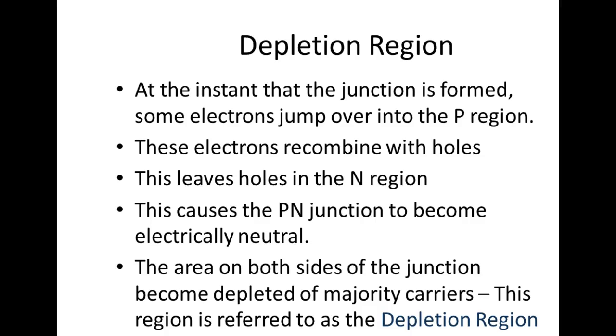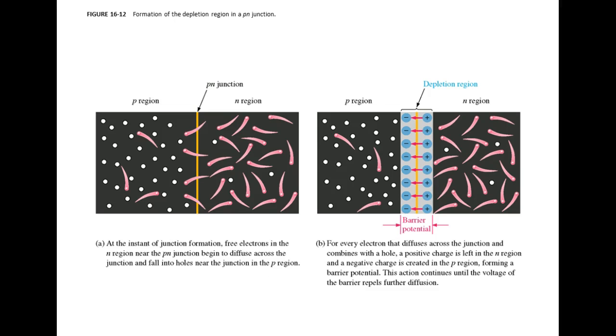At the instant the junction is formed, some electrons jump from the N into the P, right? You understand? As soon as that happens, these electrons recombine with holes. These leave the holes in the N region. This causes the P-N junction to become electrically neutral. The area on both sides of the junction becomes depleted of majority carriers, and this is what we call the depletion region. So this is what happens.